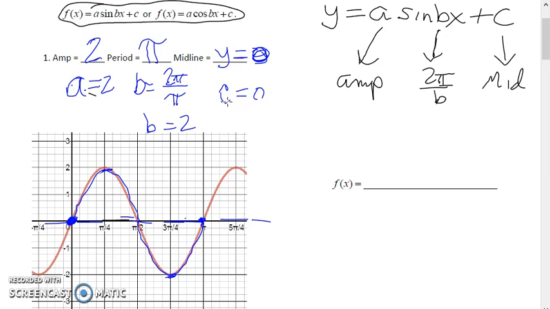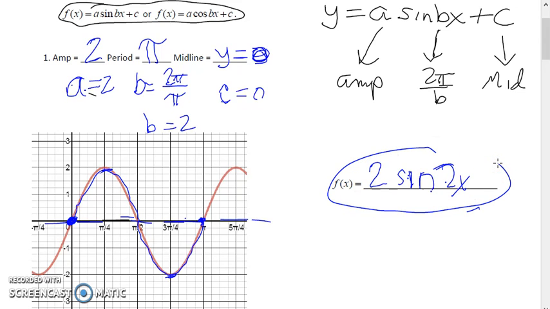So if I go to write my equation now, I say my f of x, which is y, equals A. We know it's a sine because it starts on the midline and ends on the midline. So A times sine, and then my B value is 2, right at 2x, and then plus the midline, which would be plus 0. I'm not going to write that in here. You can, but I'm just going to leave it like that. So there is our answer for the first one.